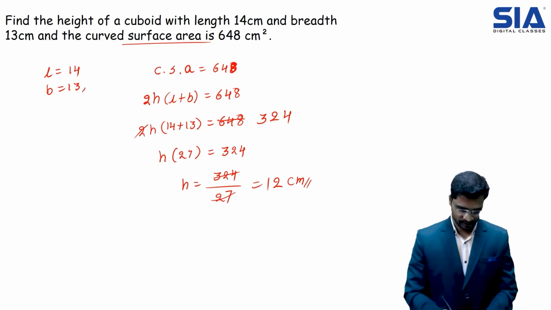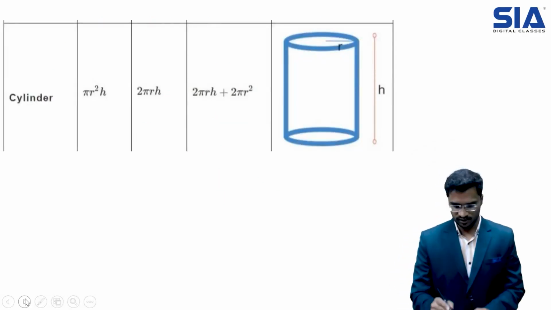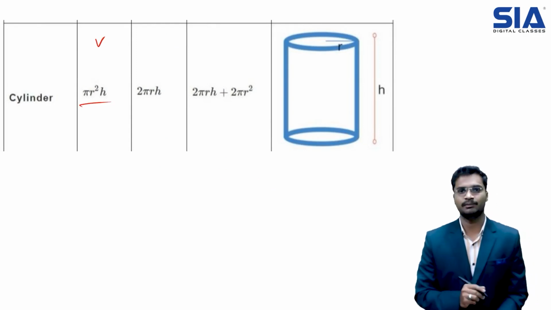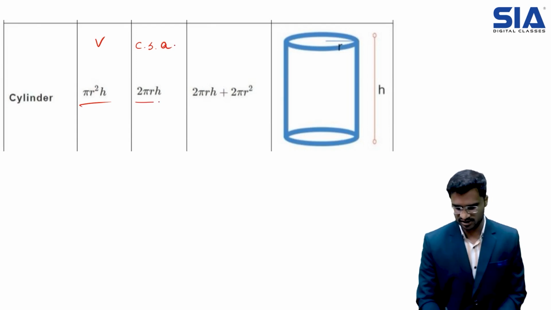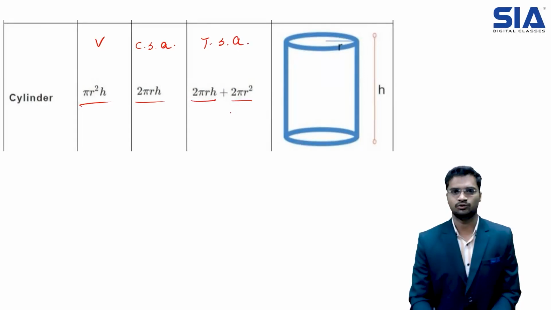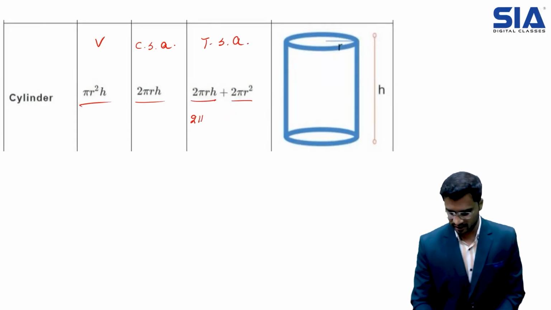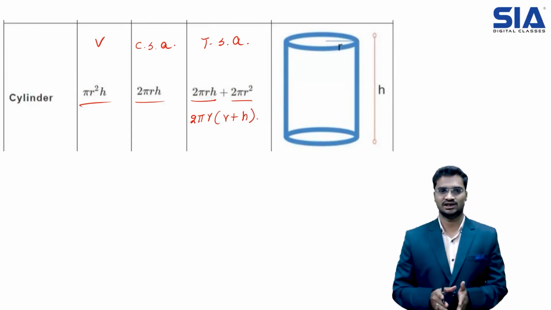Okay. Now coming to the next formulas, which is a cylinder. The volume of a cylinder is pi r square h, the curved surface area of a cylinder is 2 pi r h, and the total surface area of a cylinder is 2 pi r h plus 2 pi r square. From this I can take 2 pi r common, then I am left with r plus h. So the total surface area of a cylinder is 2 pi r into r plus h.